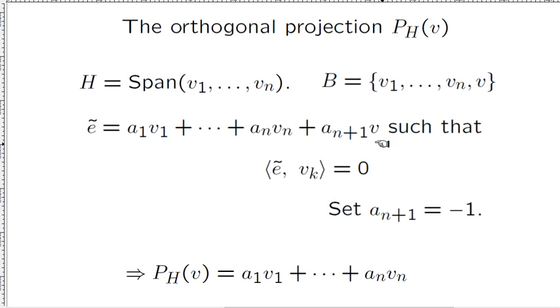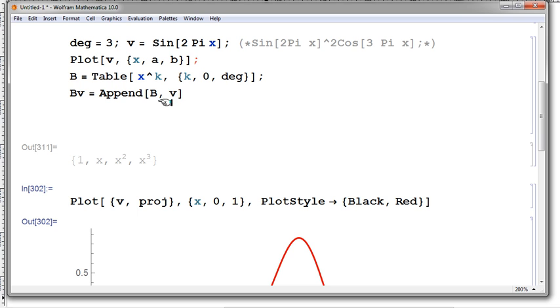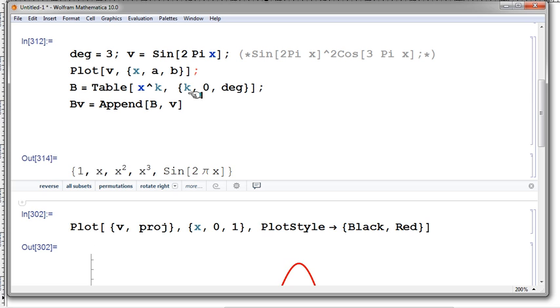And next we're going to extend that basis with 1 more element, which is sine 2 pi x. Right, b is the polynomial basis, and you can extend it by appending 1 element and redefining it. So bv is the extended basis. If you run that, you can see we have a 5 element basis now.